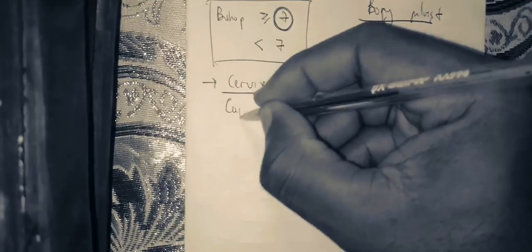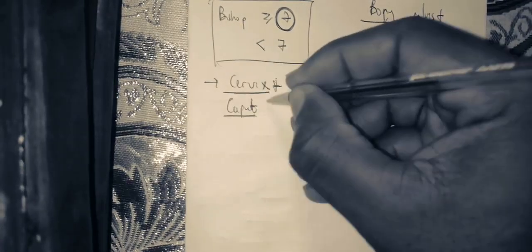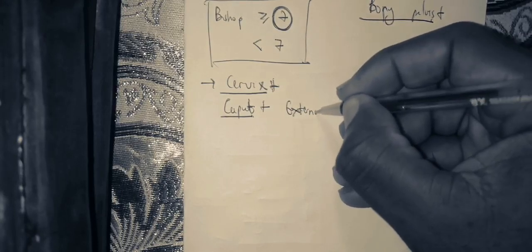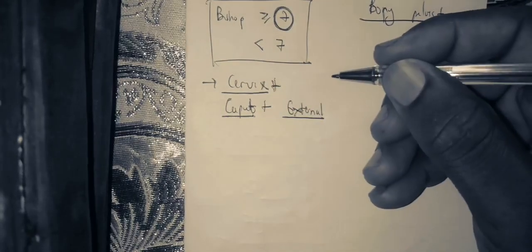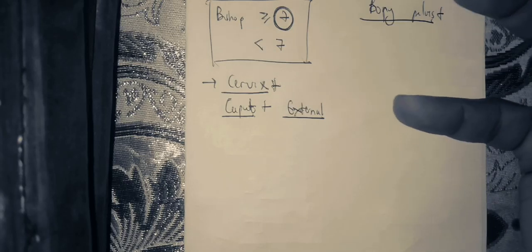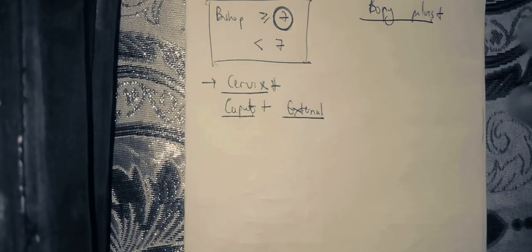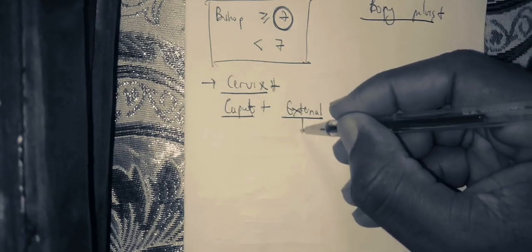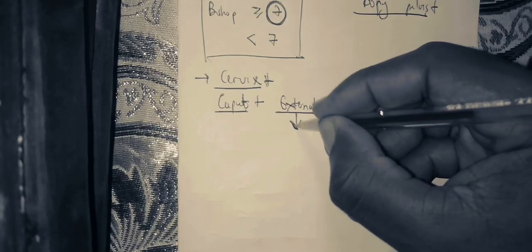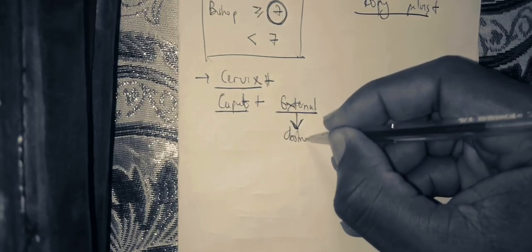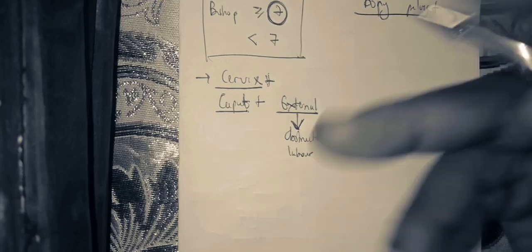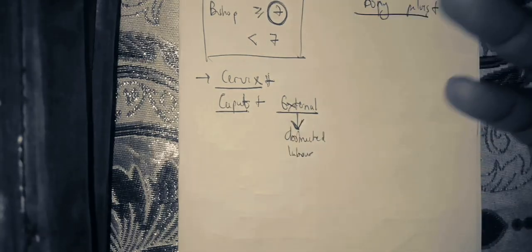You can visualize the caput. Is it clear? The caput is actually the external os that you visualize. Is it clear? Sometimes there is going to be a formation of a very huge caput without any dilatation. Is it clear? And that is a probable diagnosis for obstructed labor. When you have an obstructed labor, you are going to have a huge caput without any cervical dilatation.